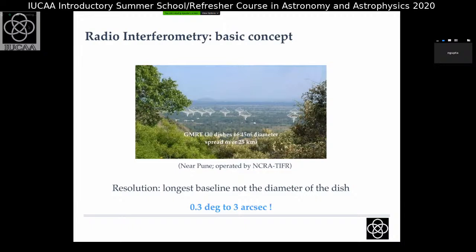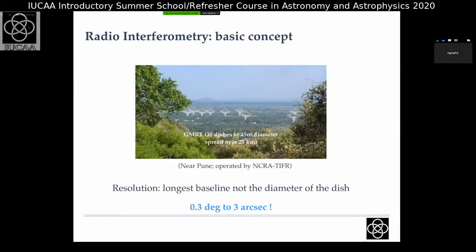So in the case of GMRT, the telescopes were put like 25 kilometers apart. So what this means is that at the same 1.4 gigahertz, if I estimate what the resolution will be, it's now 3 arc seconds, not 0.3 degree, right? So this is something which we have now achieved through radio interferometry. Otherwise, it would not have been possible at all.